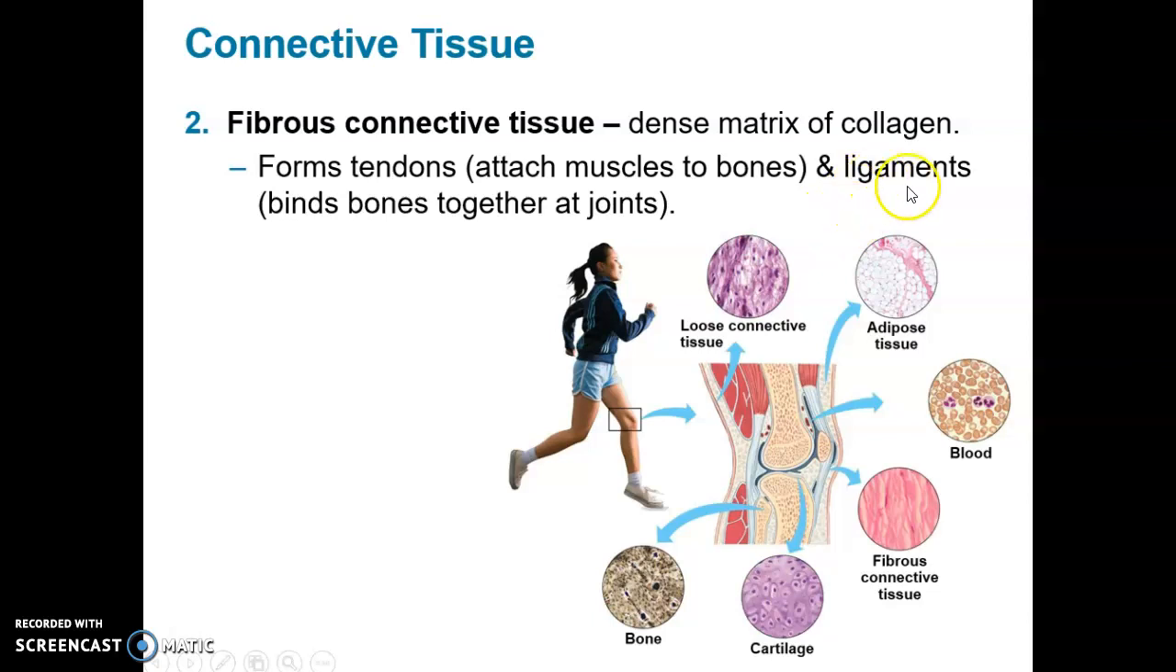Okay, and then ligaments also. Those bind bone to bone. So if you ever heard of an ACL tear, anterior cruciate ligament, that's a ligament binding the femur of the knee joint down to the tibia of the knee joint within the knee. Cartilage is strong but very flexible, and we'll continue on cartilage in the next section.